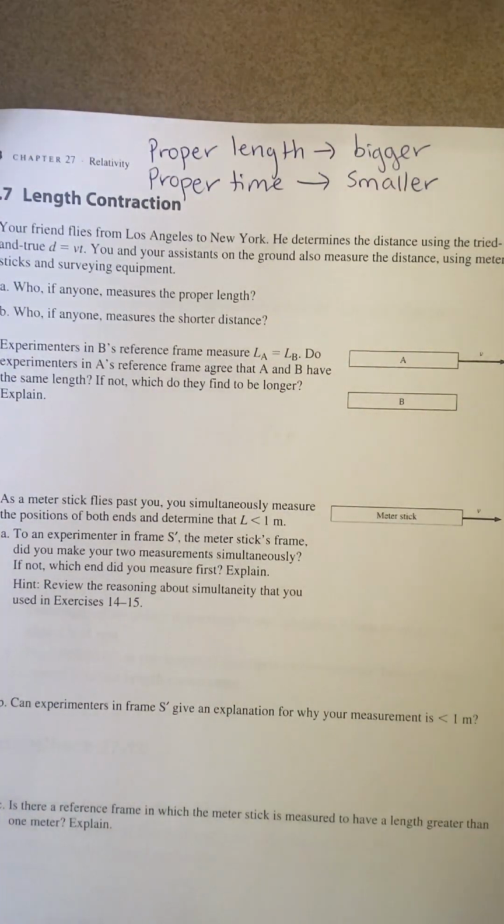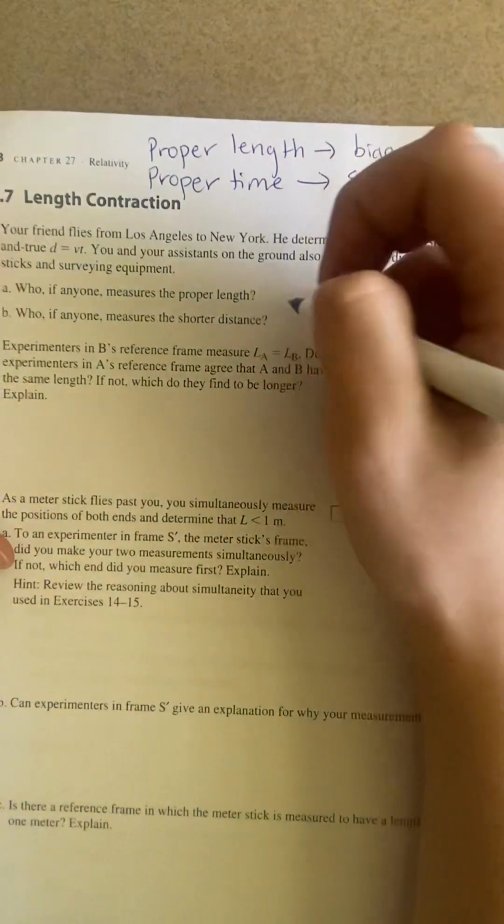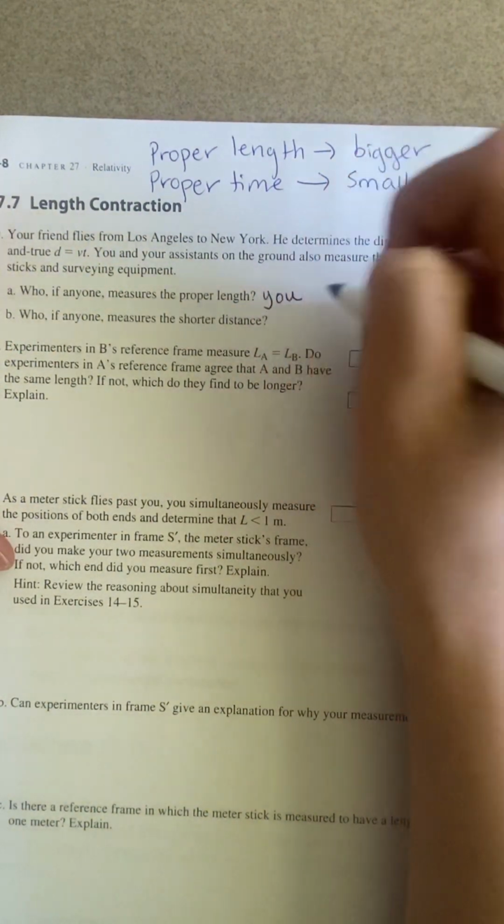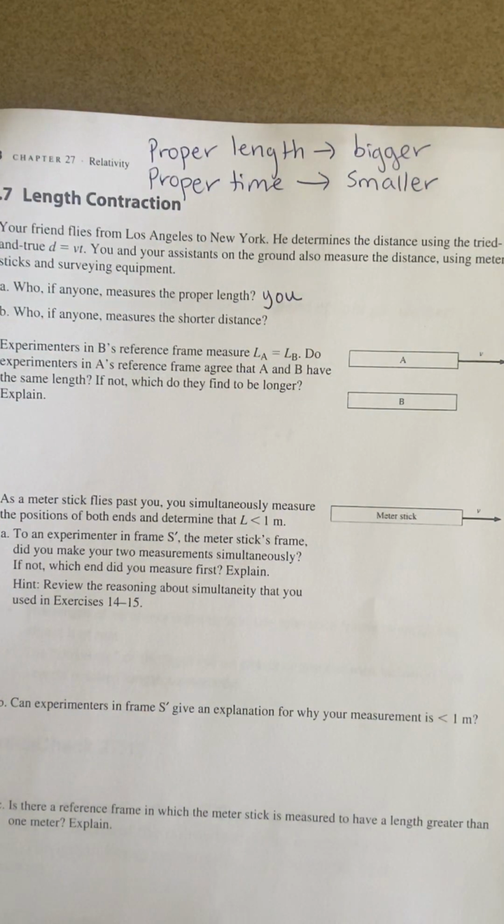Okay, so 19 says, your friend flies from LA to New York. He determines the distance using distance equals speed times time. You and your assistants on the ground also measure the distance using meter sticks and surveying equipment. A says, who, if anyone, measures the proper length? Okay, you measure the proper length. The person who measures proper length is always the one where, let me try to phrase this carefully.